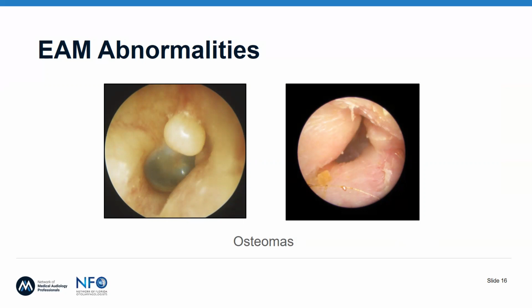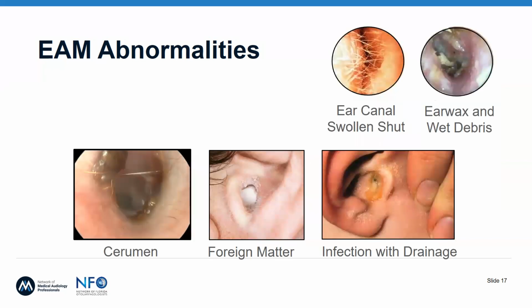On the far right, we have osteomas, and these represent larger, more broad-based bony growths of the auditory canal that are often associated with swimming in cold water. The nickname for this is surfer's ear, especially prevalent on the Pacific coast of the United States.